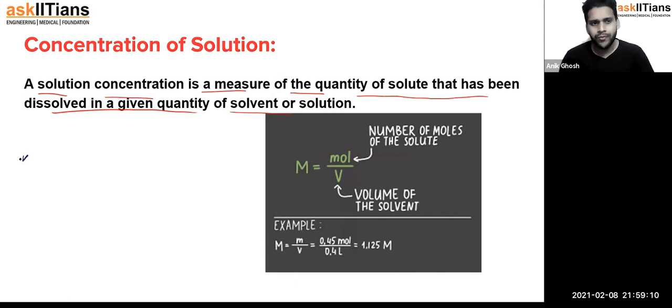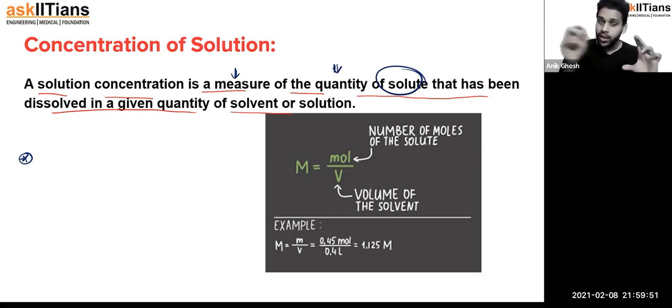You would definitely say, sir, if I make some tea and put 2 teaspoons of sugar in it, and make another cup of tea with 1 teaspoon of sugar, then the cup with 2 teaspoons of sugar would taste a little sweeter than the other one, isn't it? So the concentration of sugar in that cup is more. So concentration is nothing but the measurement of the quantity of solute. The sugar was a solute that has been dissolved in the given quantity of solvent.